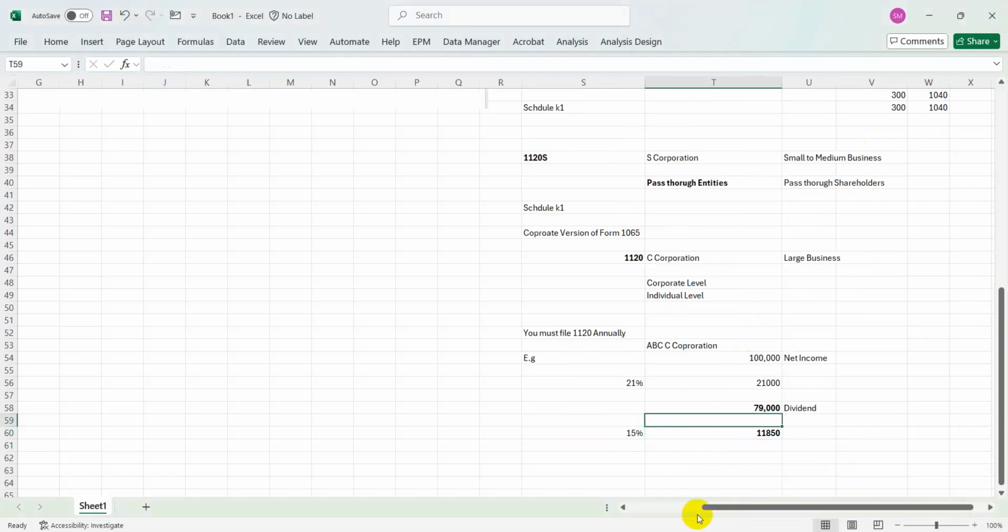So what I mean to say here is that this will be charged at two levels, one at the corporate level, another at the individual level. And this is the reason that this is called double taxation. Whenever you hear the word C corporation, you will also hear the name of double taxation. This is why it is called double taxation.